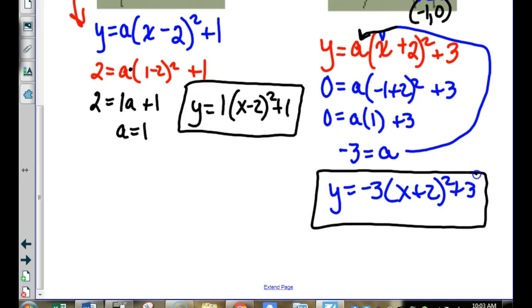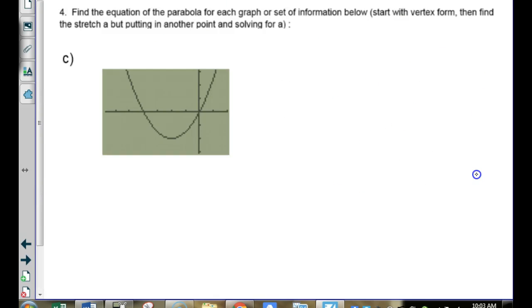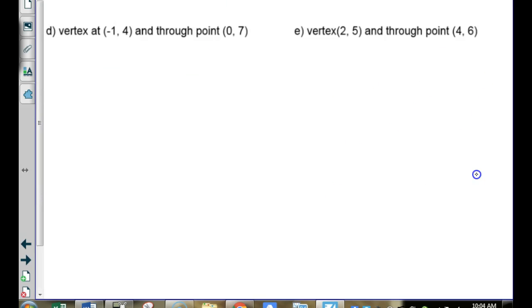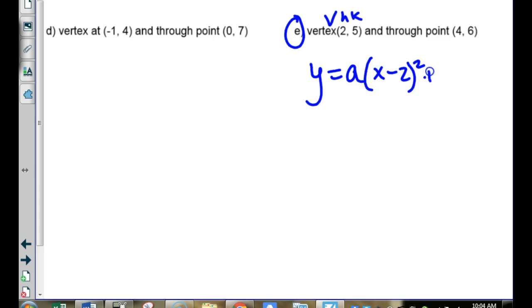All right, last one for the day. Do you want to do D or E? Let's do E, okay. So, same question, we just don't have a picture. What are we going to start with? Yep, this is the vertex, so this is an H and a K. So y equals some stretch times what? X minus 2 squared plus 5.